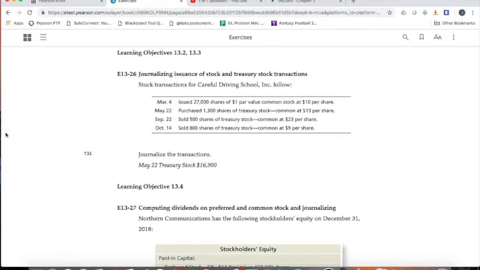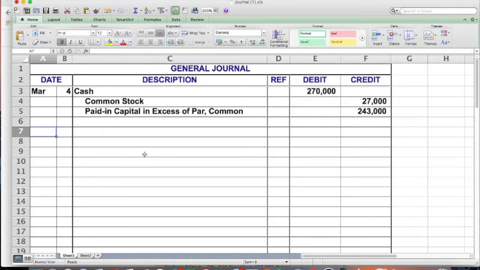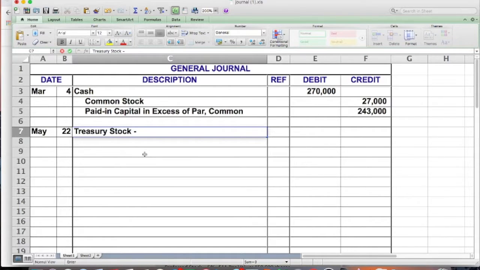Okay, next transaction for this one happens on May 22nd, where it says that we purchased 1,300 shares of Treasury Stock common at $13 per share. All right, so May 22nd, we purchase those treasury shares. So remember, anytime we purchase treasury stock, we debit this contra equity account, treasury stock common, and then we simply credit cash. Notice I do not debit or credit common stock in this transaction. It's simply a debit to this new account called treasury stock and a credit to cash.